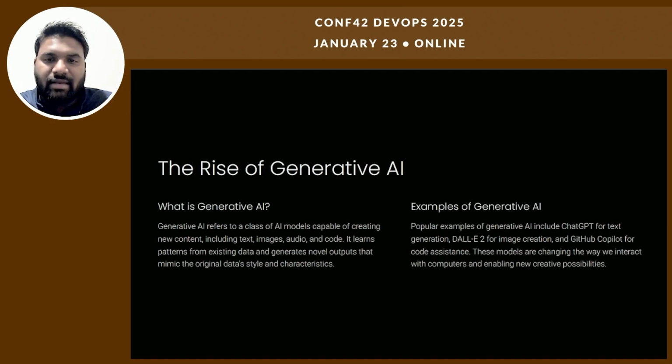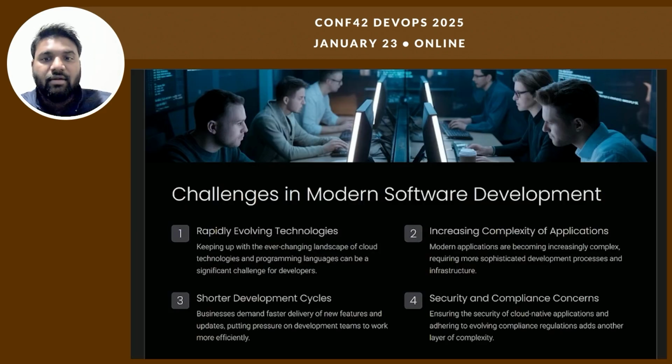To highlight the relevance to DevOps, Gen AI can streamline workflows, improve collaboration, and reduce manual effort, which leads us to why it's gaining traction in modern development. Before we deep dive into the applications, let's explore the challenges in modern software development that generative AI helps to address. Let me go to the next slide and talk about the challenges.